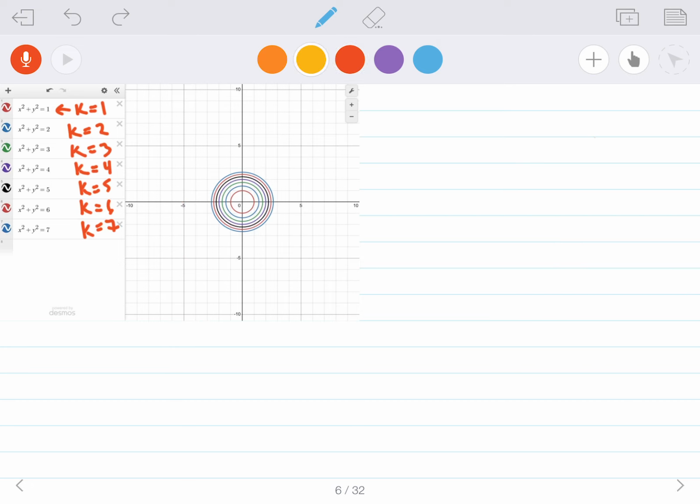What you should notice is the following. As we move outwards, the circles get closer together. And what we said that corresponded to in the surface is that the bowl, whatever this bowl looks like, is going to get steeper the farther we climb up on the z-axis. So let me show you what that looks like in GeoGebra.